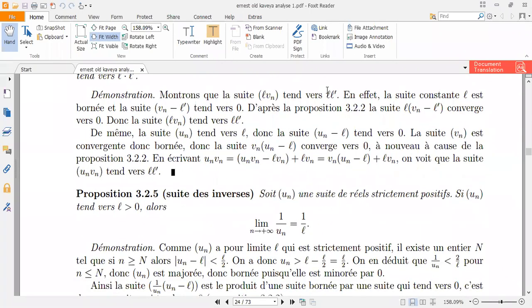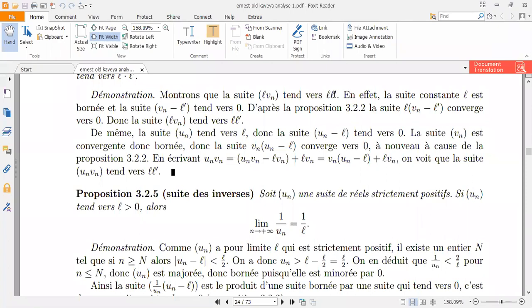So the first thing here says that we show the suite L Vn, where this L represents the limit for Un. It's like saying L times Vn is going to head towards L times L prime. This is different, because here we're looking at the product, so it's different from looking at the addition of two suites of a limit. Here we're multiplying two suites of a limit.